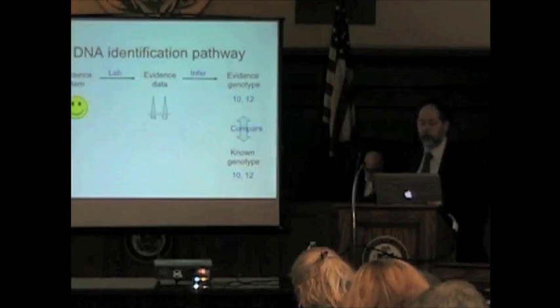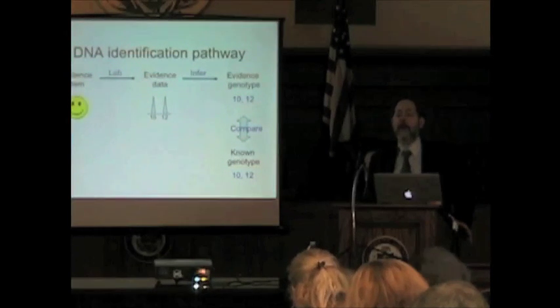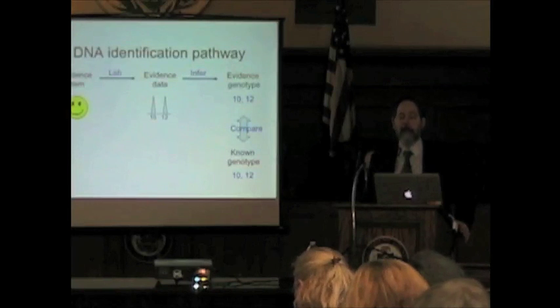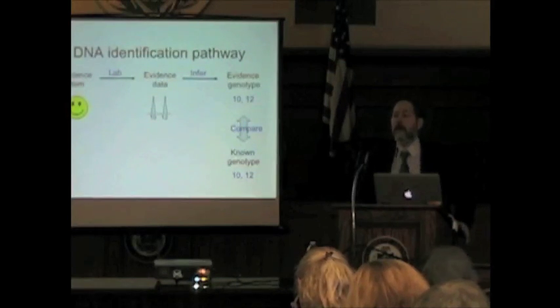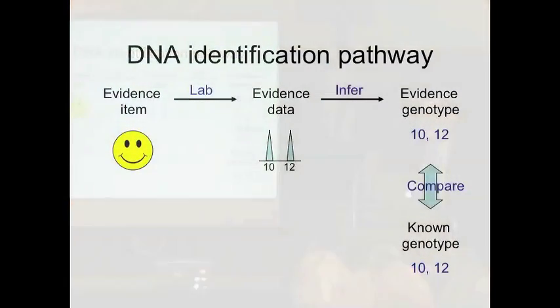Okay, so what have you heard about today? You've heard about DNA identification and this pathway that can be followed when DNA identification is done. In the simplest case, when there's only one individual in the biological sample and there's a lot of DNA from that person, then there's essentially no uncertainty.